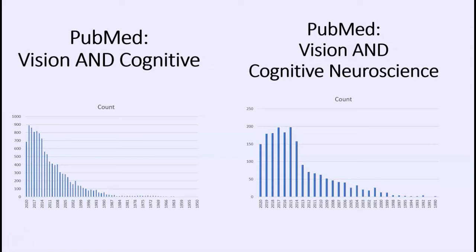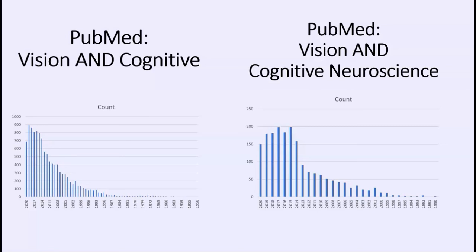Here I would like to show the trends of publications related to vision in cognitive neurosciences. I used the PubMed database to identify relevant studies, using vision and cognitive as keywords, and another combination of keywords, vision and cognitive neuroscience. The search was done in mid-October, year 2020.